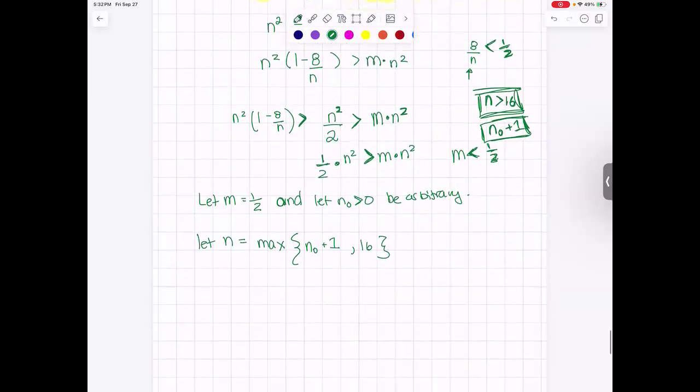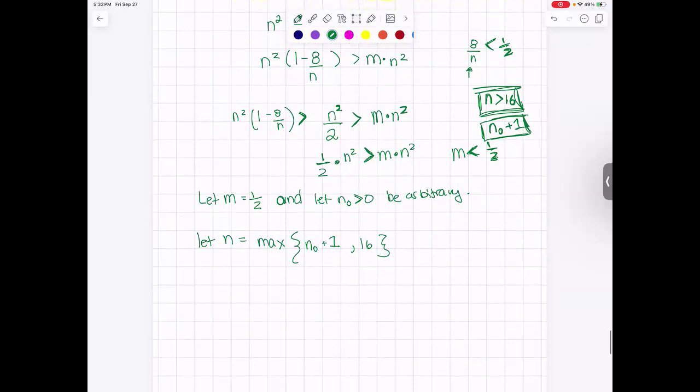And if we do that, no, that can't be 16. That is going to have to be 17. We're doing that so that we'll be able to then say, observe that n is greater than the max between n naught and 16. Right? n is greater than n naught, and n is greater than 16.